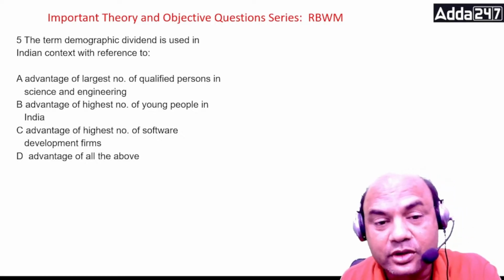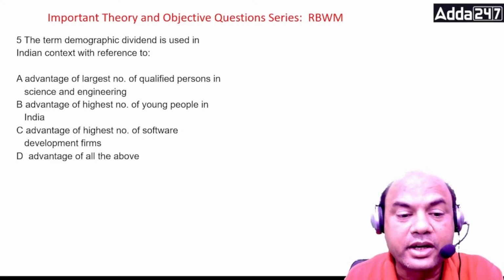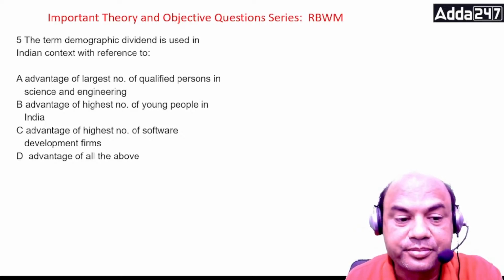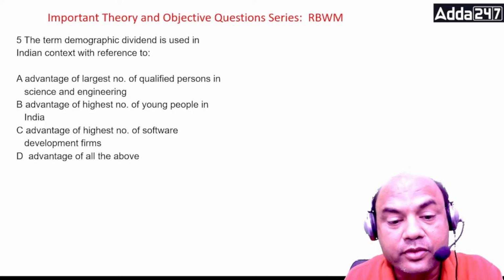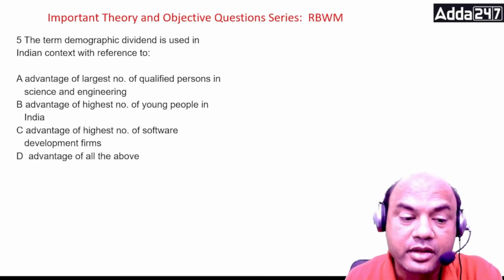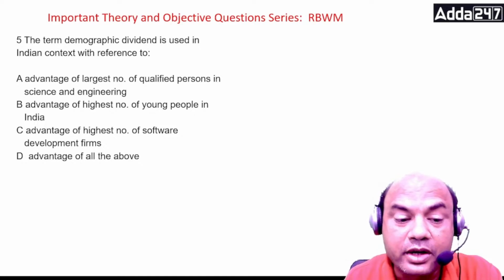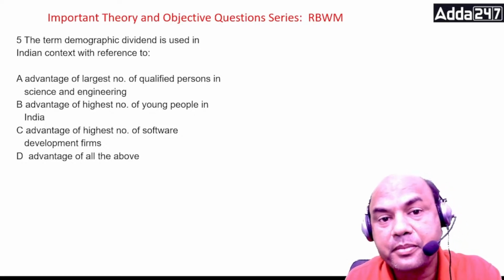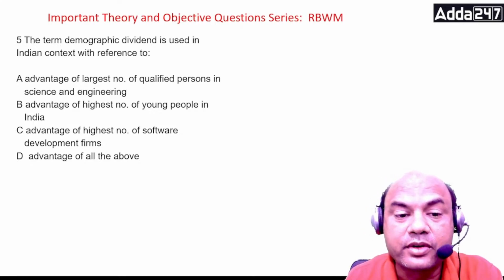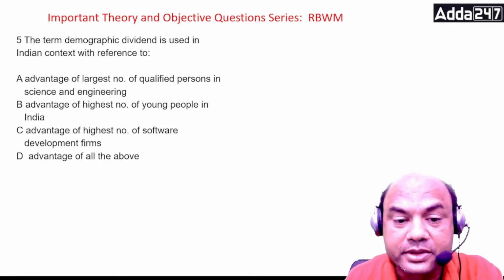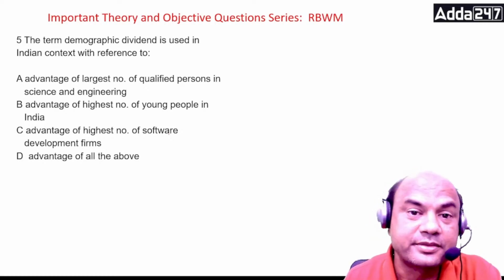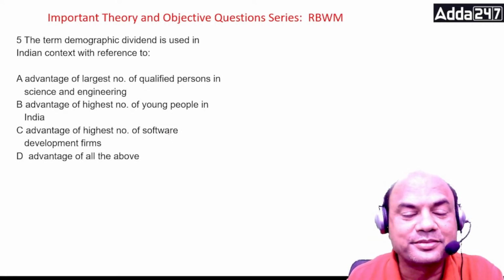So that's it. That's called demographic dividend. The advantage of the largest number of qualified persons in science and engineering. The advantage of the highest number of young people in the country. The advantage of the highest number of software development firms, and advantage of all of the above. What is this demographic dividend related to? Qualified persons, young people, software, or all of the above. All of the above can also be the answer. So what is the answer?